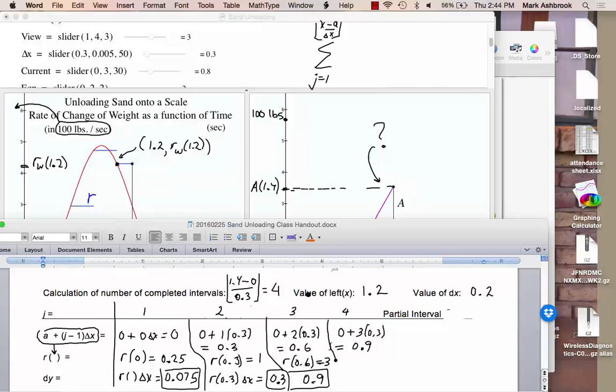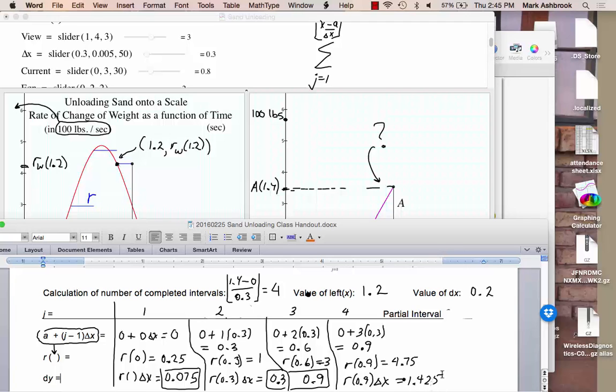Last interval, fourth interval. We already found the x value at the left side. r of that is r of 0.9. Estimate from the graph? 4.75 times 0.3. I want to get this. Nice and loud. 4.75 times 0.3. 1.425? Someone else get that?